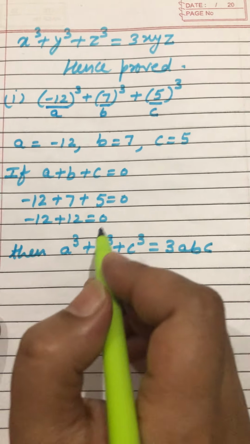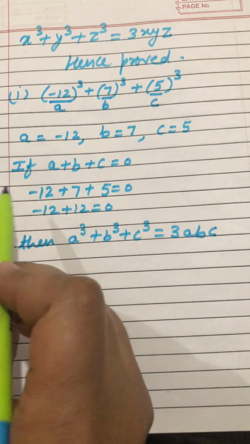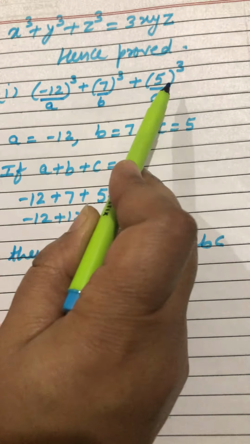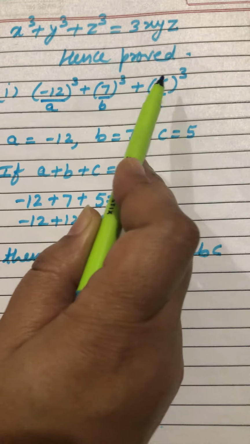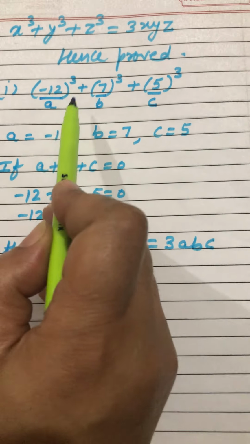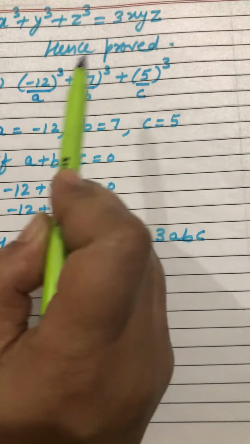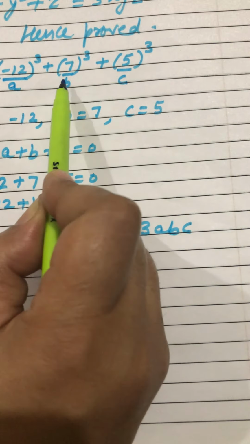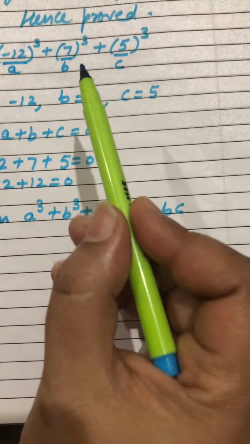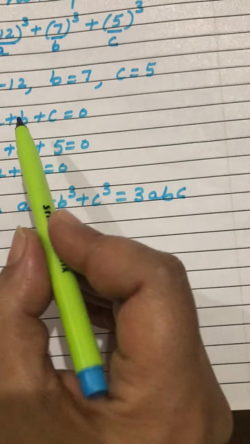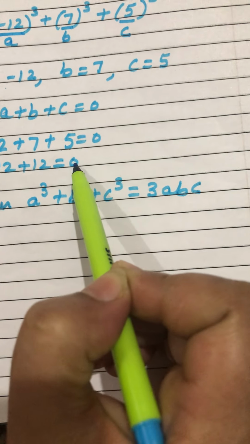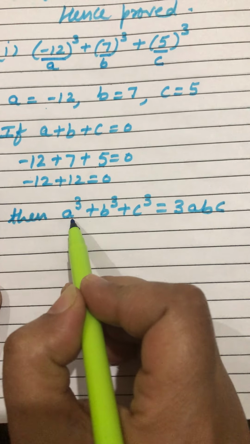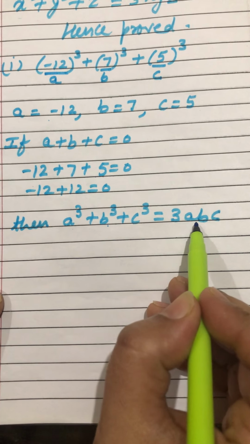This is the last identity of the exercise: if A plus B plus C is 0. In these types of sums, we are not supposed to find the cube of these numbers, rather we have to find the sum of these numbers. Here A is minus 12, B is 7, C is 5. We check the sum of ABC. If it is 0, then A cube plus B cube plus C cube is always equal to 3ABC.